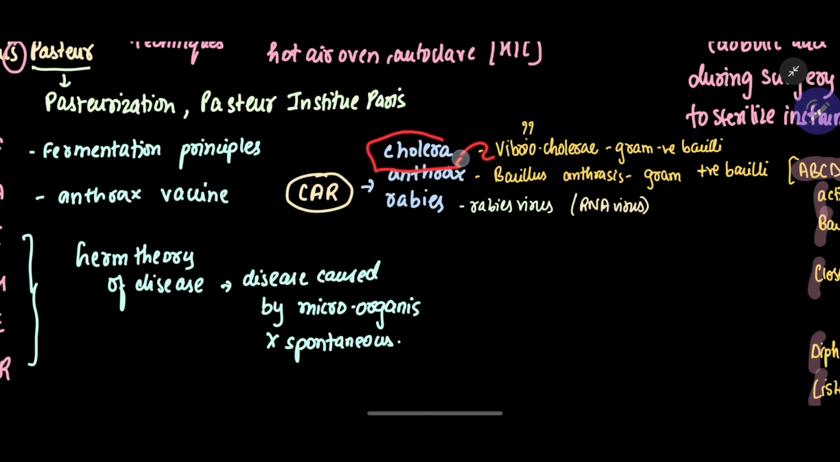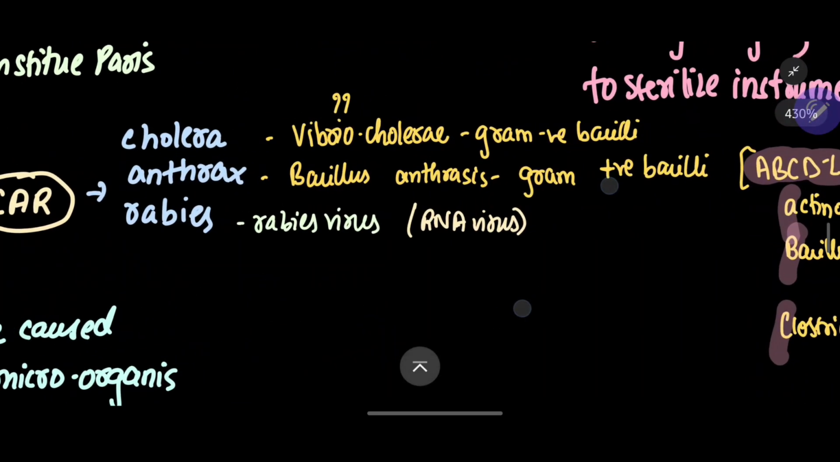So first, let's begin with cholera. Cholera is caused by Vibrio cholerae, and it's a bacteria. We know Vibrio are comma-shaped bacteria, right? So these are gram-negative bacilli.